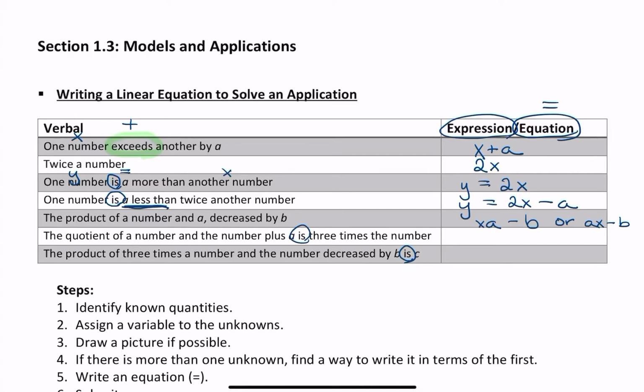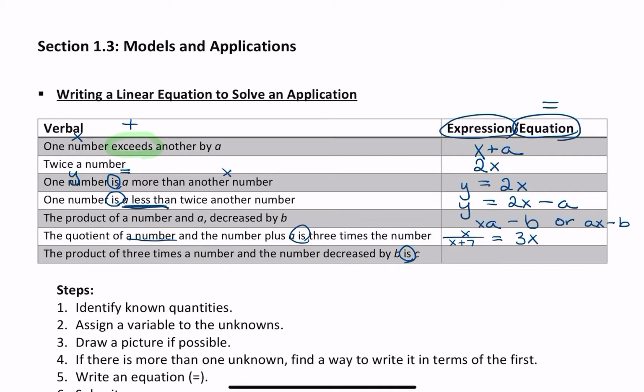Next, the quotient of a number and the number plus A is 3 times the number. So when you do a quotient, that's division. So if I say the quotient of a number, we'll say X, and the number plus 7, that is the denominator, is 3 times the number. So I've just translated that into an equation.